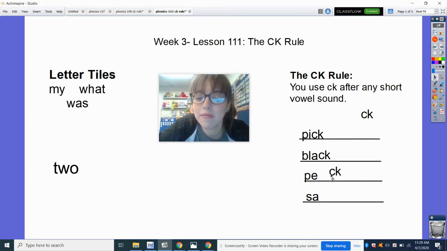And this word is the word peck, peck, like if a bird were to peck you. And this last word is sack, sack, like you brought a sack lunch. It means a little bag. And so all of these words, they all have a short vowel sound.